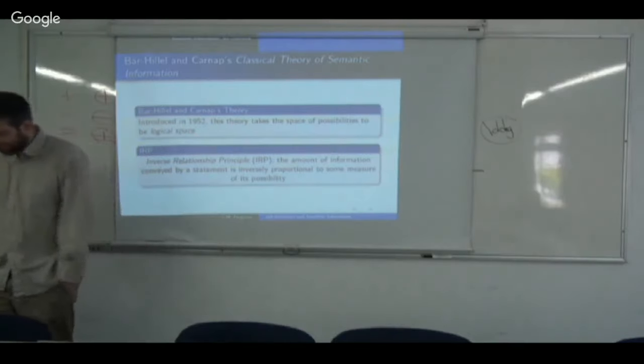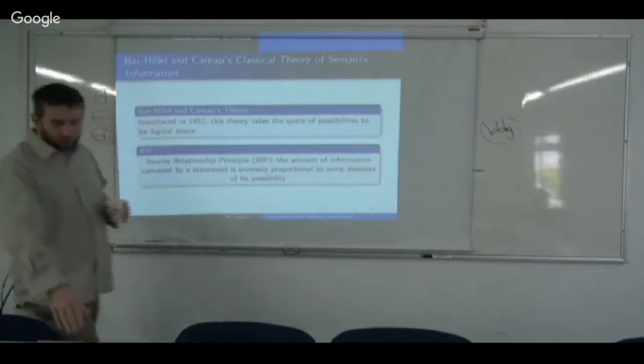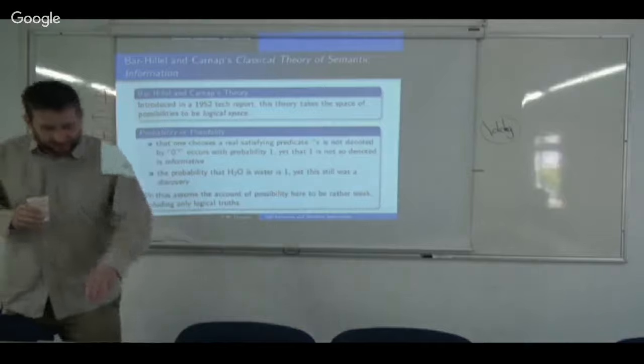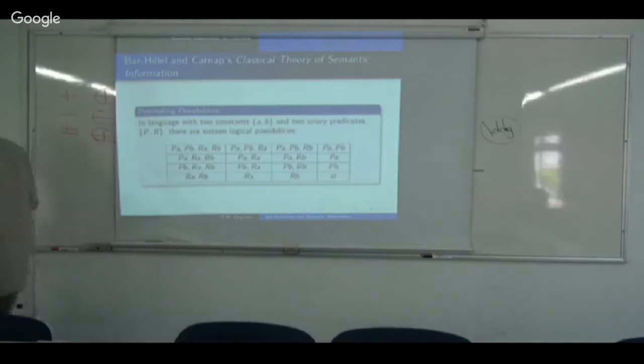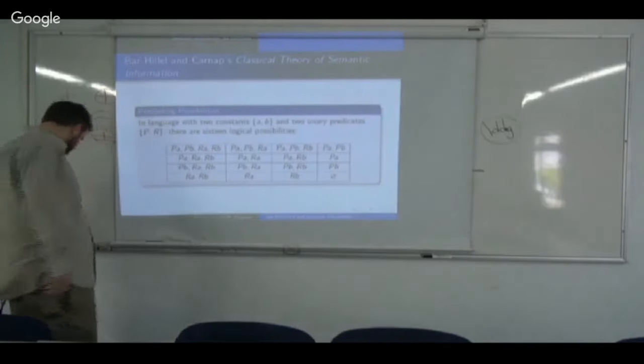And a hallmark of this, right, is the so-called inverse relationship principle, that the amount of information conveyed by a statement is inversely proportional to some measure of its possibility, right? So trying to make this a little more, okay, I'm going to set aside the matter of whether this is supposed to be considered possibility or probability. But to see an example, Bar-Hillel and Carnap consider a finite language with unary predicates and some constants.